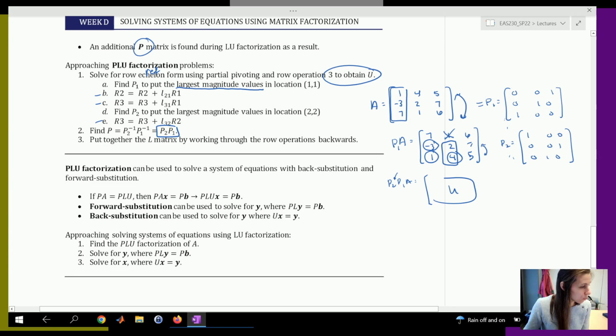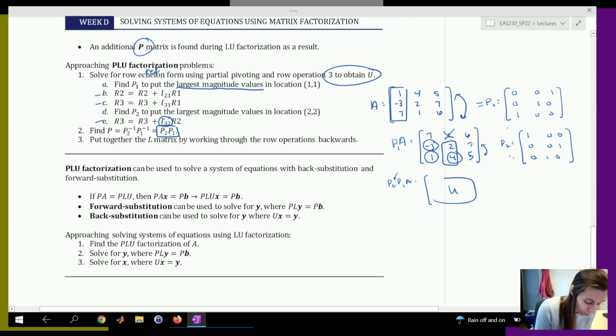Essentially, what we're going to do is work our way backwards through these row operations and fill in L as we go, because now L needs to take into account the fact that we did these permutations. So what we're going to do first is enter in L32 in the 3-2 position. And then we're going to apply our first permutation matrix to that.